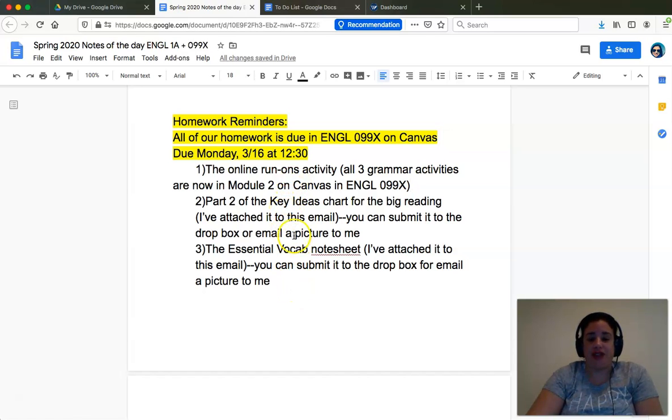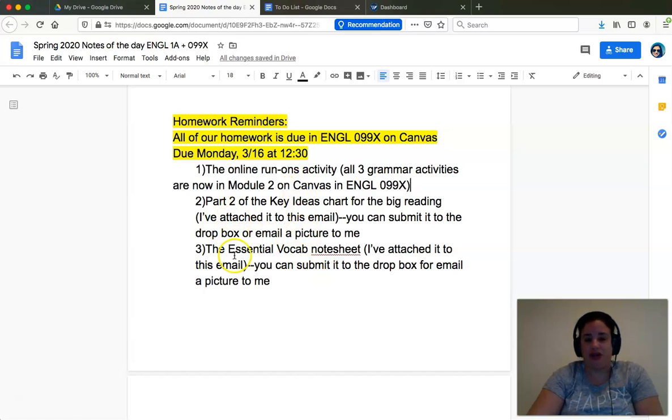The other two are hard copy activities or homework that you got before everything got put on hold. I attached electronic copies to the email I sent you. So you have two different choices. You can either complete it as an electronic copy and put it in the Dropbox on English 99X, or you can just take a picture and email me a picture of the work you've done. And I will show you 99X where everything is.